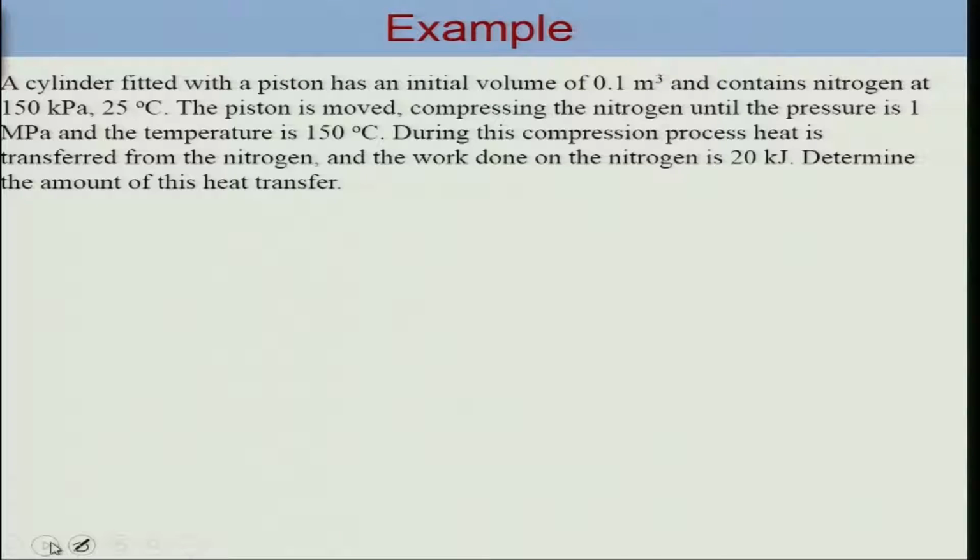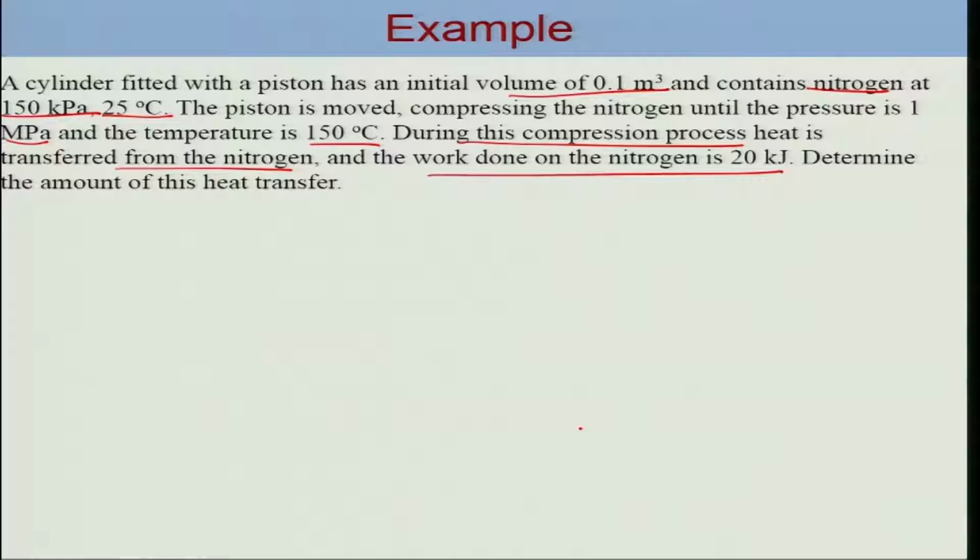This is a cylinder fitted with a piston which has an initial volume of 0.1 meter cube, which contains nitrogen at 150 kilopascal and 25 degrees Celsius. The piston is moved, compressing the nitrogen until the pressure is 1 megapascal and the temperature is 150 degrees Celsius. So essentially it is being compressed such that the temperature and the pressure increase. During this compression process, heat is transferred from the nitrogen and the work done on the nitrogen is 20 kilojoules. What we have to find out is the amount of this heat transfer.